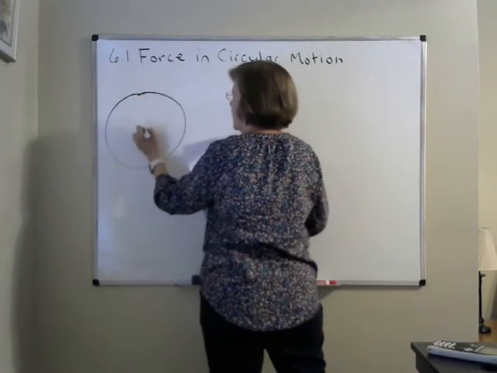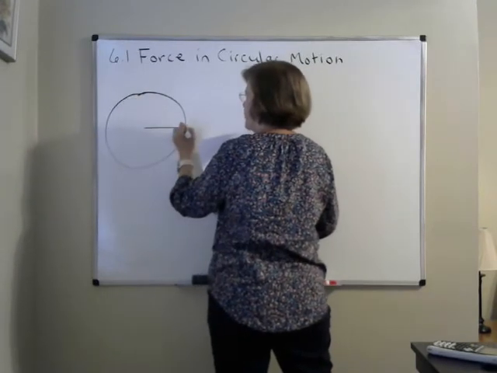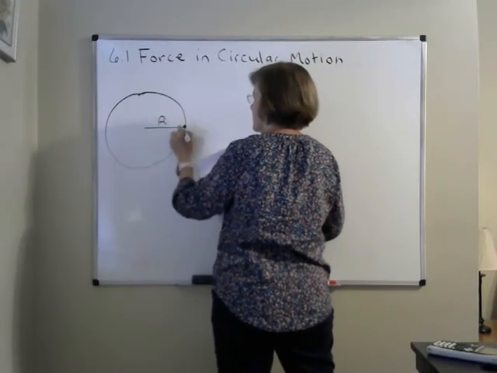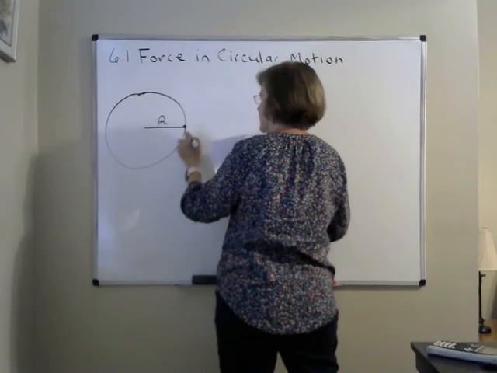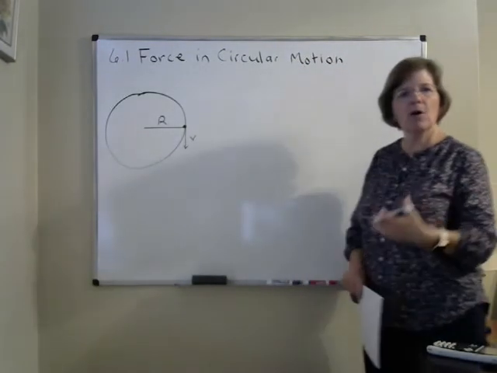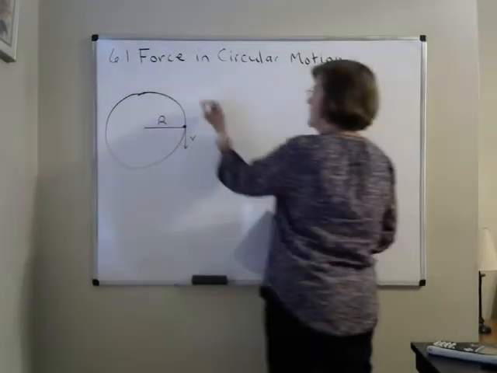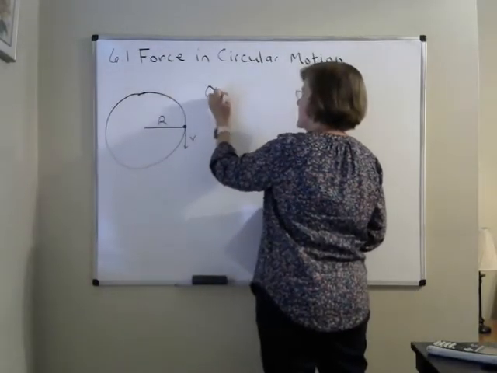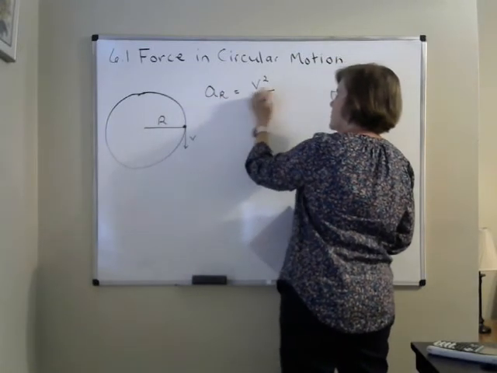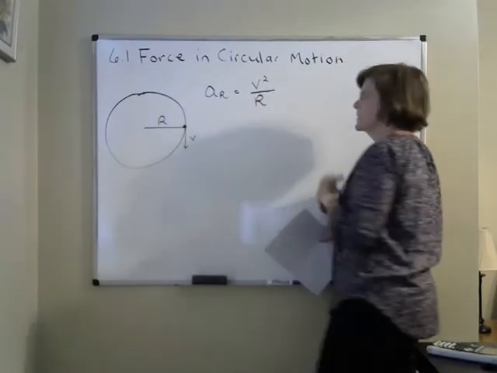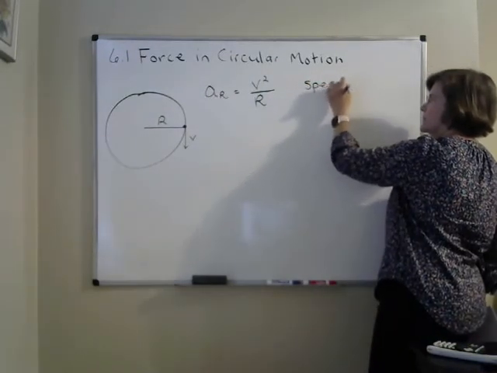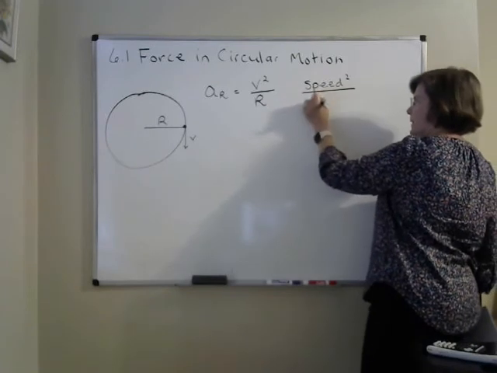We already know that if we have an object that's traveling in a circle, it has an acceleration that points along the radius. We call that the radial acceleration or the centripetal acceleration. And it's equal to v squared over r. That's the speed squared over the radius.